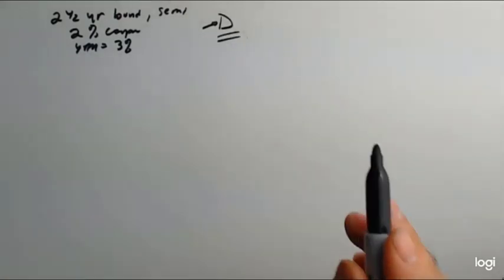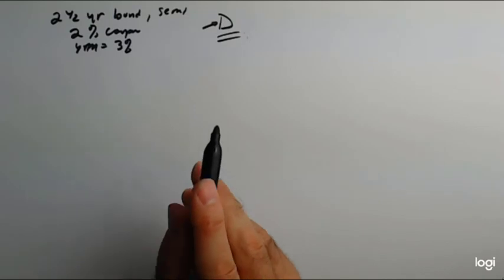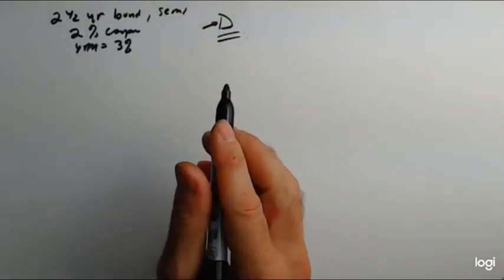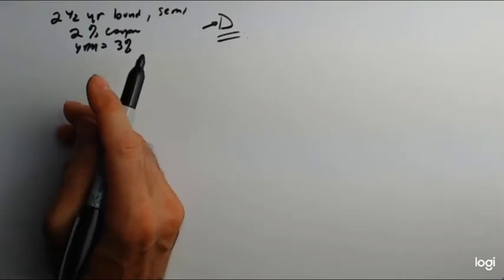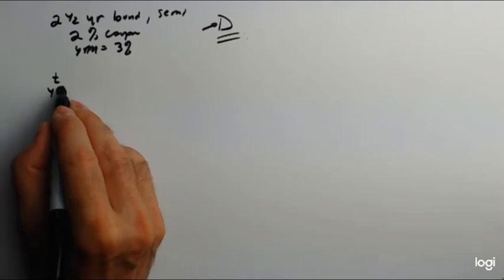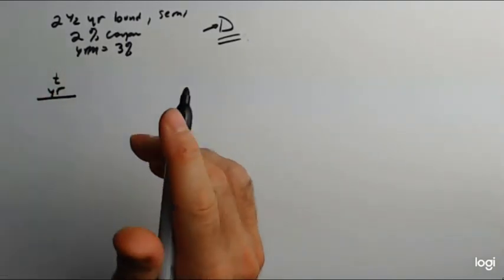So the whole focus is on calculating this D, which is sometimes called Macaulay duration. The way to do this intuitively is to build a table. And we're going to have in the table T, which is really a year. T standing for time, or you can think of it as year.